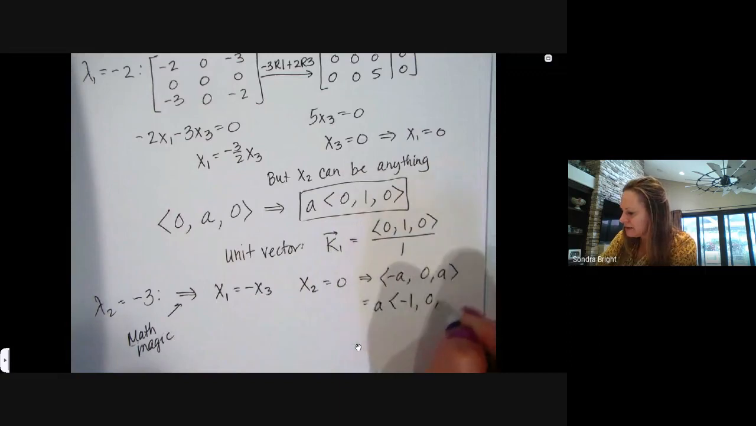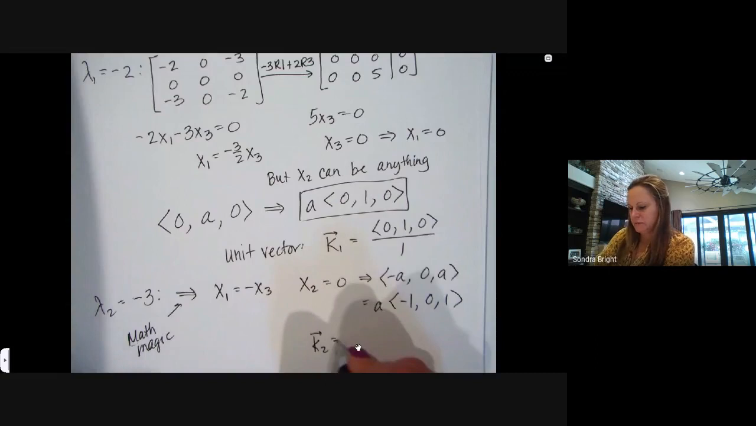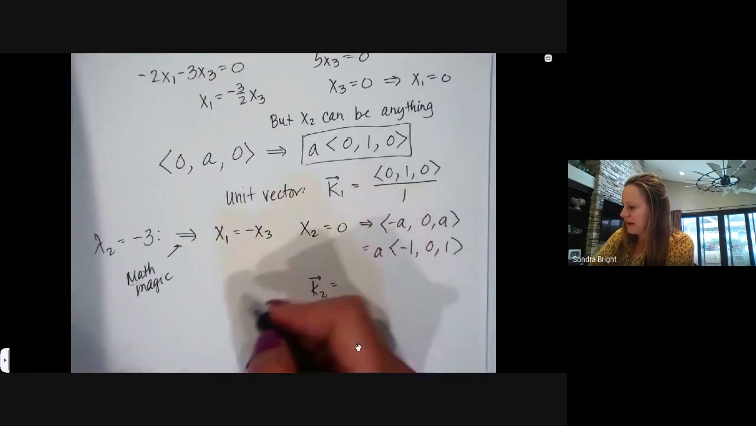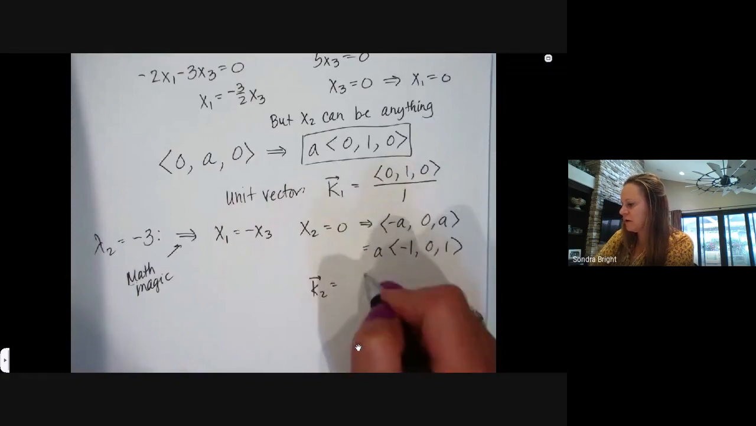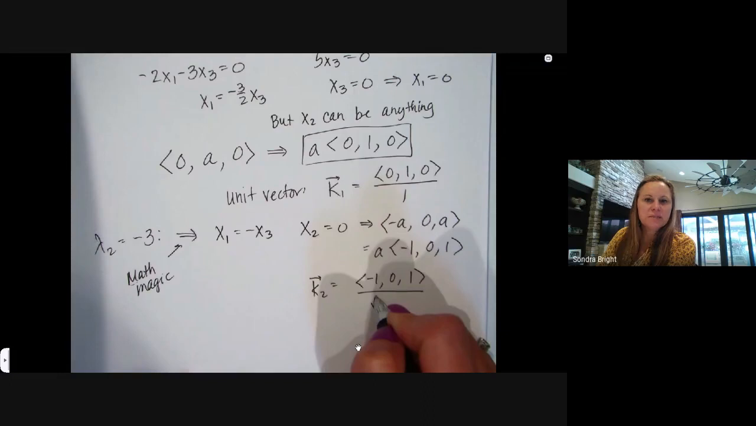And so K2, the orthonormal one, we need to have a unit vector there, would be negative 1, 0, 1 over the magnitude of negative 1 squared plus 0 squared plus 1 squared. We give you root 2.